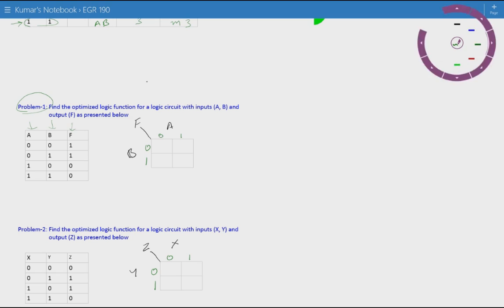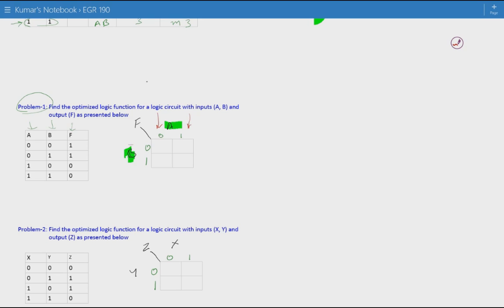As you can see here, on the top I wrote A. A represents one side and B is on the other side. A could have two values, 0 and 1. So we have a 0 and we have a 1. What we are saying is that all the elements in the first column have input A equal to 0, and all the elements in the second column have input A equal to 1.